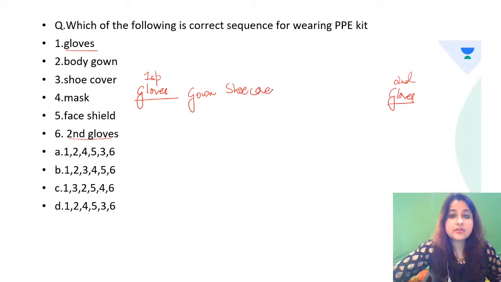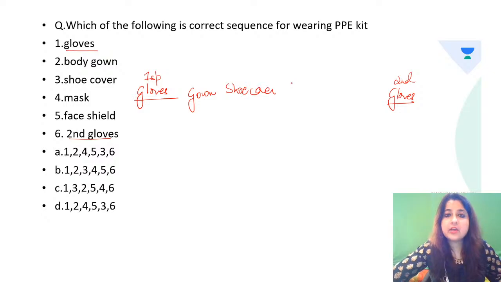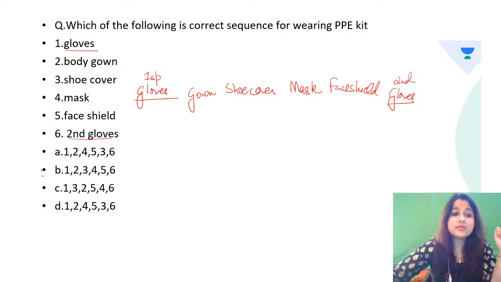Then after your shoe cover, you cannot wear your face shield before wearing your mask, right? So you have to wear your mask. Then after your mask, you have to wear your face shield. If for extra precaution, you're using a goggle, so after mask, you can also wear your goggles and then face shield. So here it was 1, 2, 3, 4, 5 and 6. Is that clear, everyone? Did you understand this?